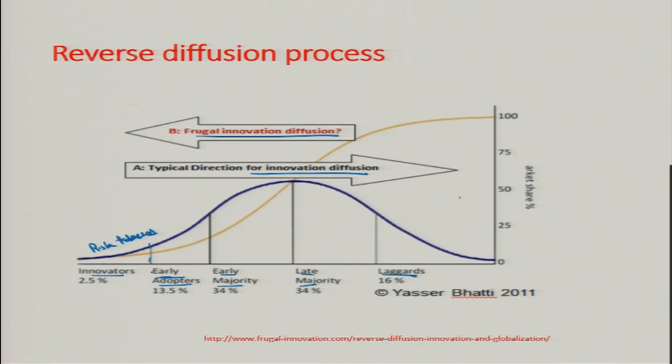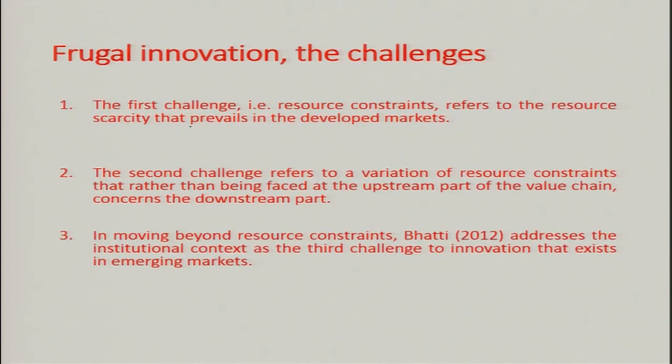This is the BOP approach, bottom of the pyramid. The maximum number of people who are laggards purchase this product, and it goes from right to left in frugal innovation diffusion. Okay, there are certain challenges in frugal innovation. First is resource constraints, referring to the resource scarcity that prevails in developing markets. There are certain resource constraints because of which frugal innovation is embarked upon. Either the necessary resources are simply not available, or people lack the means to access them.